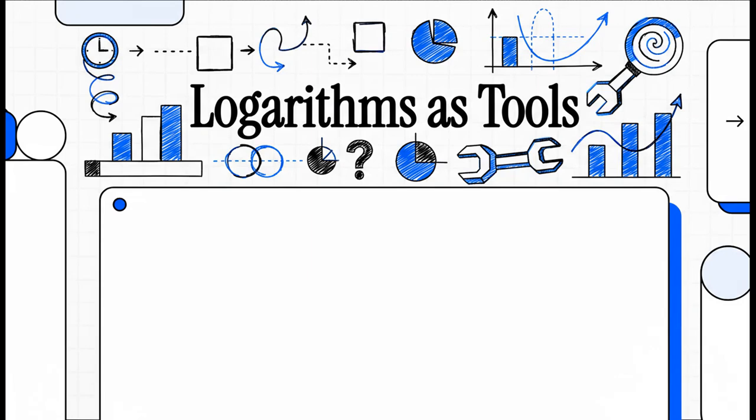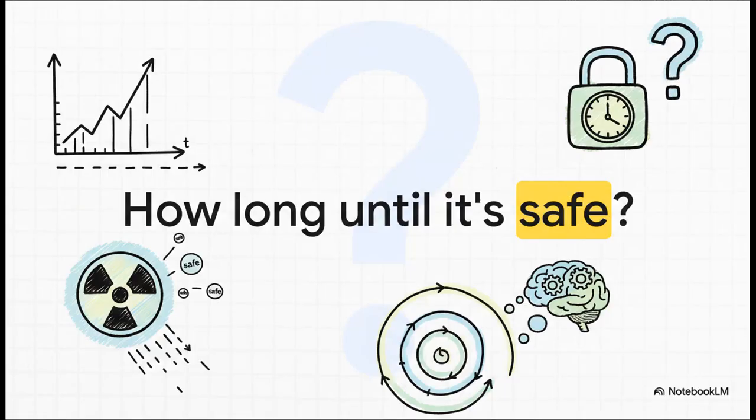All right, welcome back. In our last explainer on half-life, we figured out how to predict what's left of something over time, but we left the biggest question on the table. Today, we're going to find the mathematical key to finally unlock it. So let's dive right in.